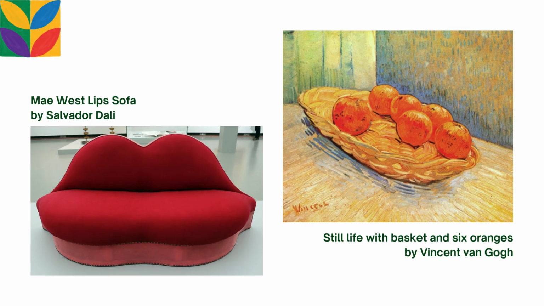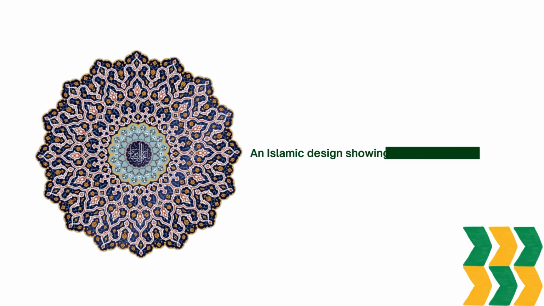Salvador Dalí's Mae West Lips sofa shows formal balance, with its playful yet visually stable composition. Van Gogh's still life with basket and 6 oranges demonstrates a carefully distributed arrangement of objects to achieve informal balance. Lastly, an Islamic circular design pattern perfectly embodies radial balance, where elements radiate harmoniously around a central point.